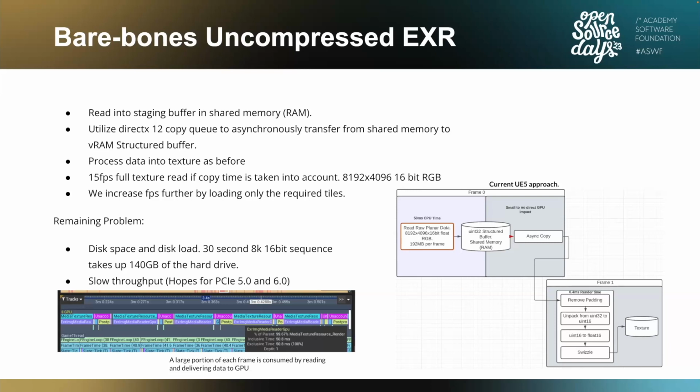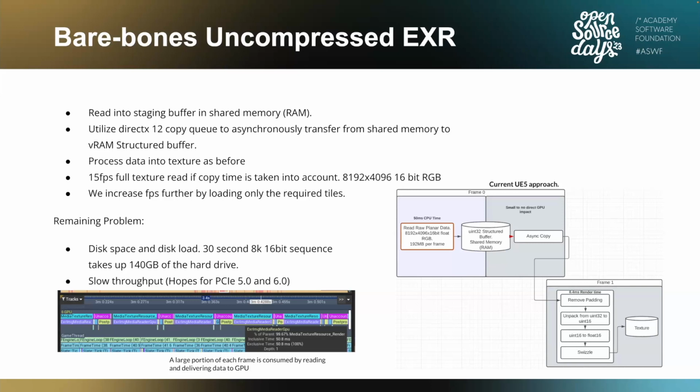So with this approach, we are able to play 15 frames per second of 8K 16-bit EXR. We improve that frame rate by utilizing tiles, and we get 24 frames per second, depending on the screen space of the EXR. But we still have the 2 biggest remaining problems. One is the hard drive speed and space. As I said, 30 seconds of 8K EXR takes about 140 gigabytes of hard drive space, and there is the slow throughput. So there are high hopes for PCIe 5 and 6.